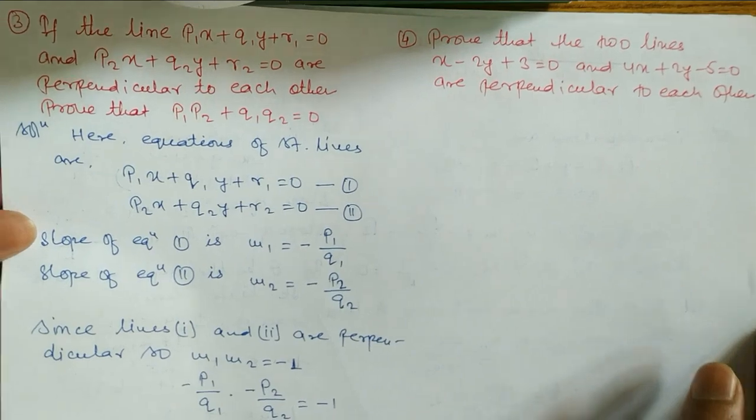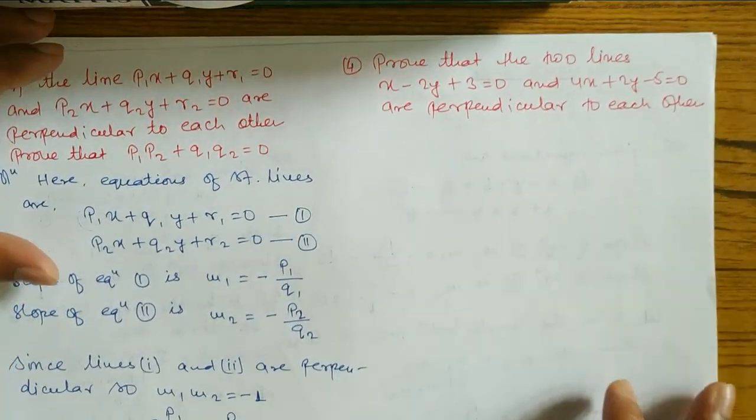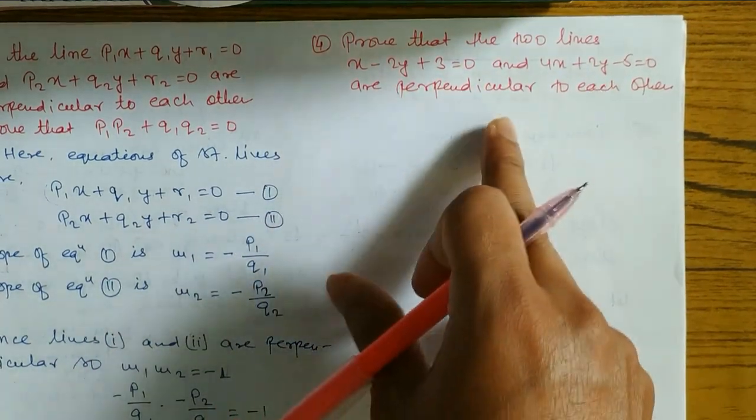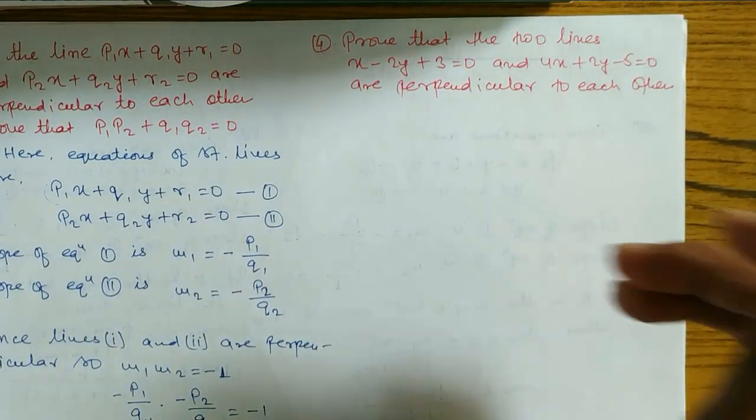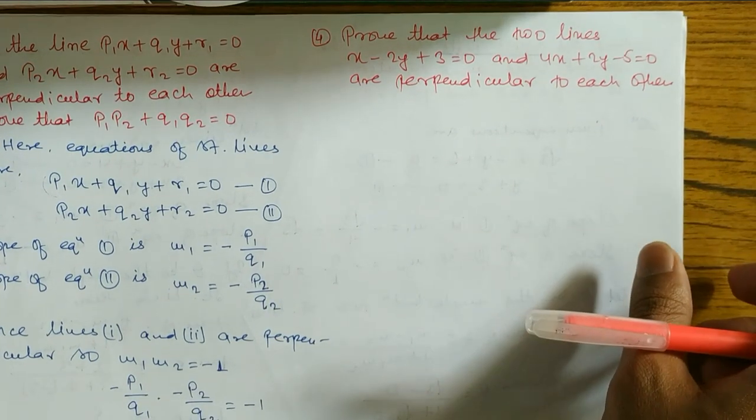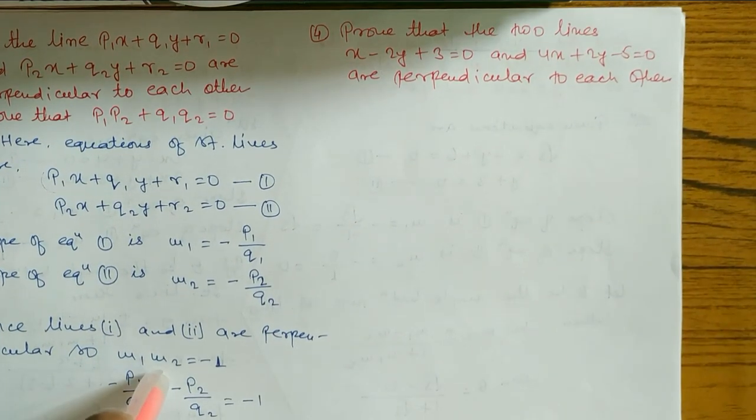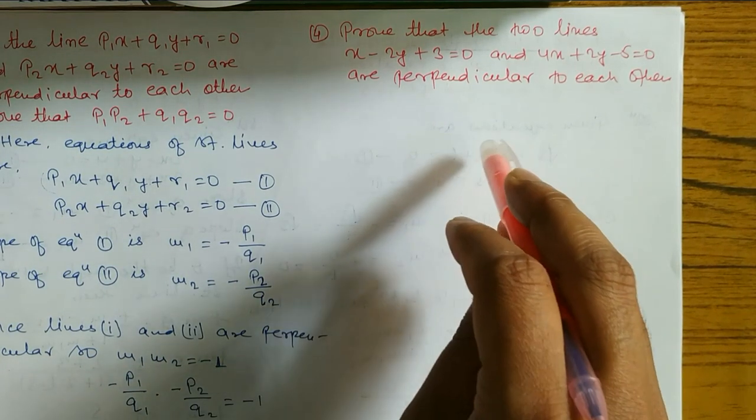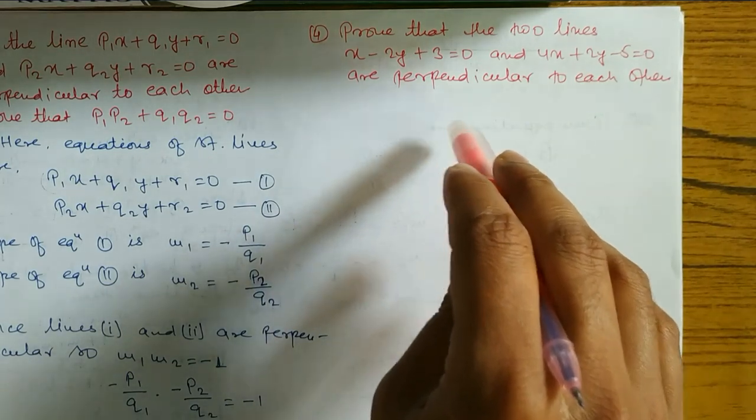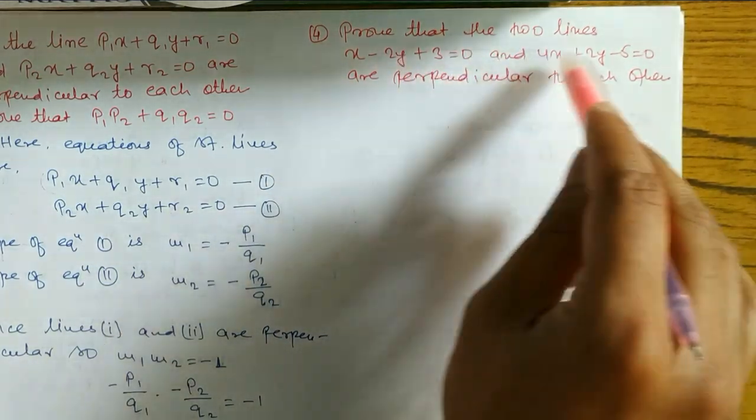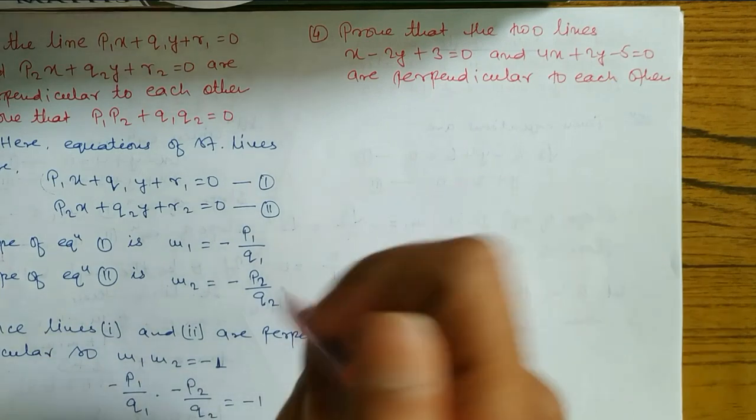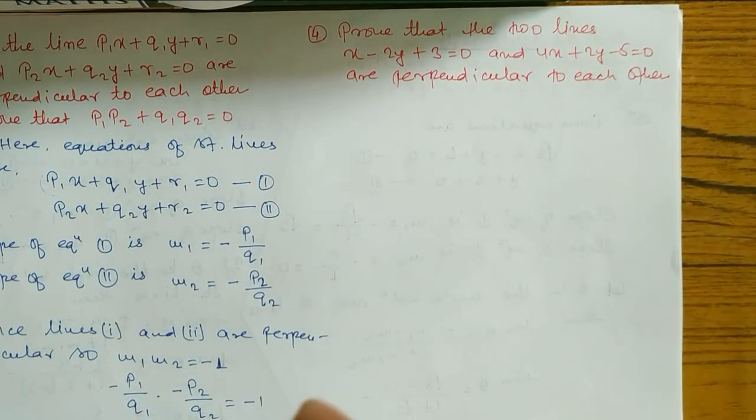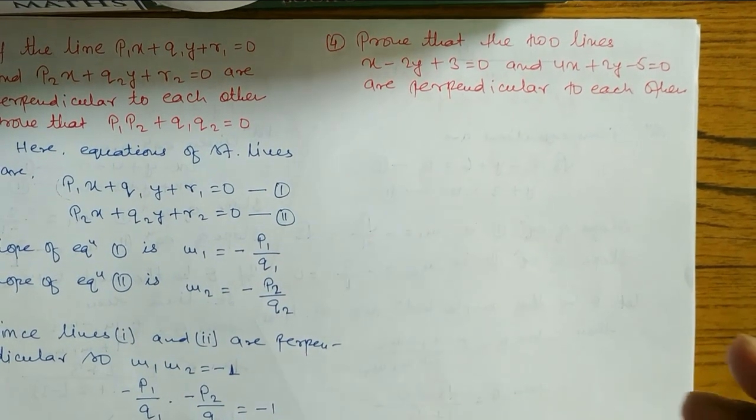Okay, the next question is, prove that the two lines given here are perpendicular to each other. When two lines are perpendicular, then what is the formula? m1 m2 is equal to minus 1. If we show here m1 m2 is equal to minus 1, then they are perpendicular to each other, otherwise not. So same, given equations we have to write down, slope we have to find out. You can pause my video and try once, and after that look at it once again.